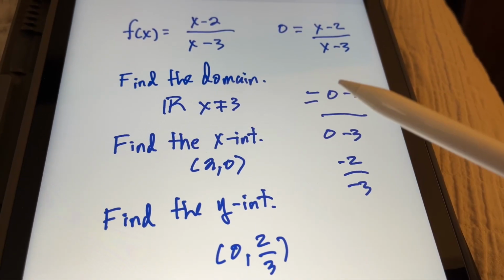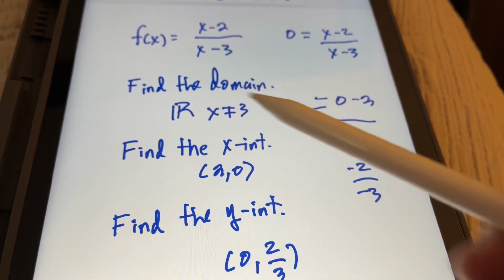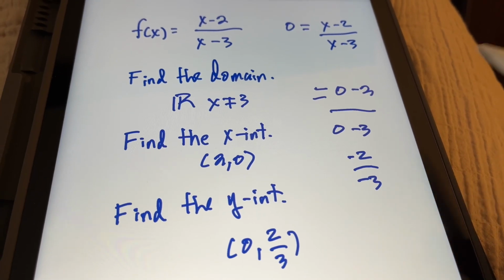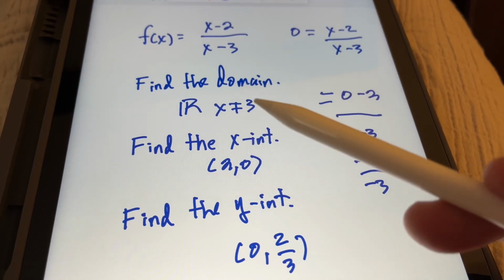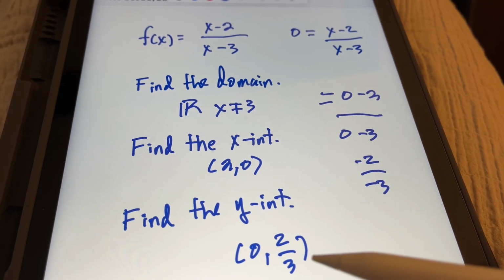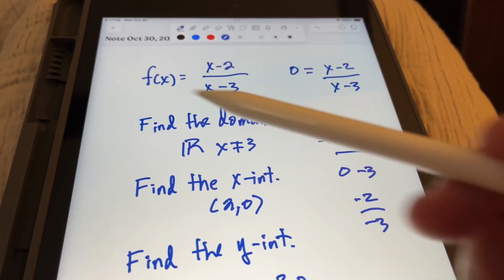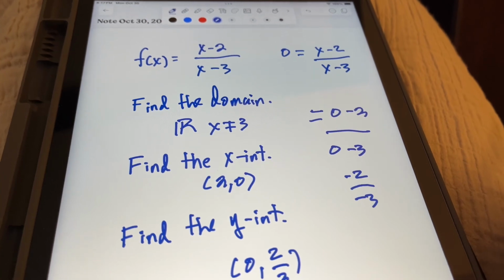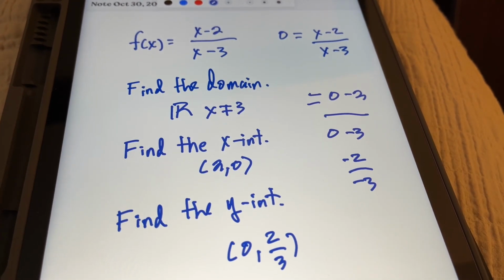So 0 goes in x's place, which is what I did. I put 0 in x's place. And when I did the math, I got positive 2/3, because a negative divided by a negative is a positive. So that is the domain, the x-intercept and the y-intercept. And that helps a lot when you're trying to graph this equation. So you have the domain, you have the x-intercept, and you have the y-intercept. So those are some significant values in a graph.